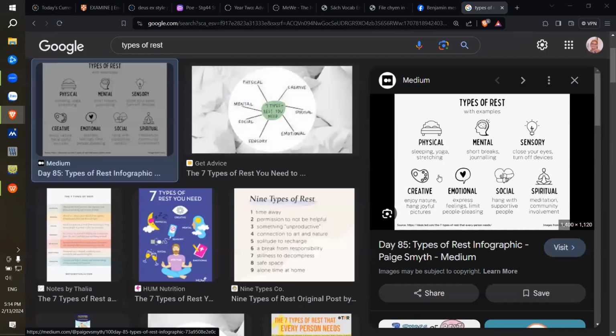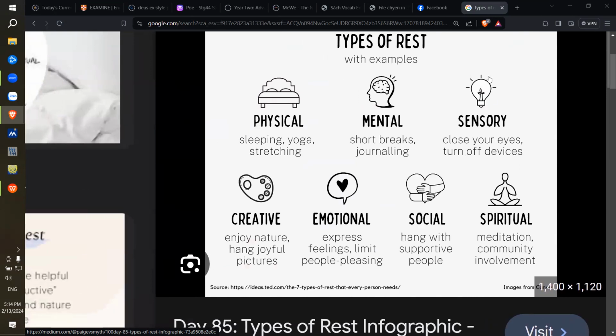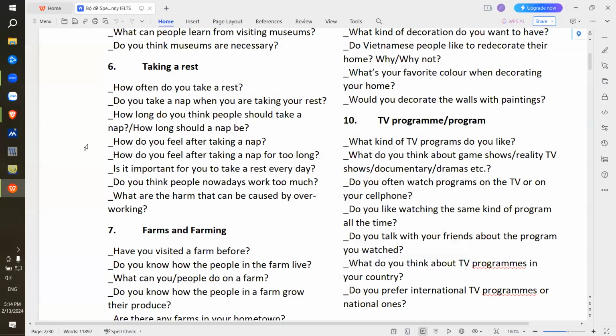Okay. There are other kinds of rest here. I think that's it. That's it, 7 types of resting. Okay, just some information for you. Now, Mr. Hưng, please, how often do you take a rest?